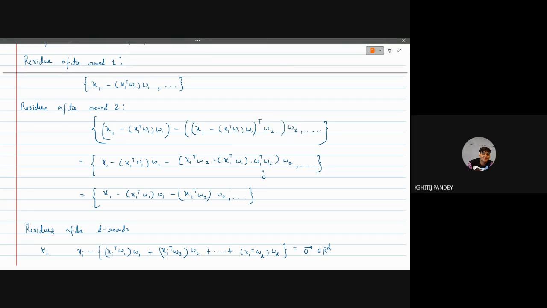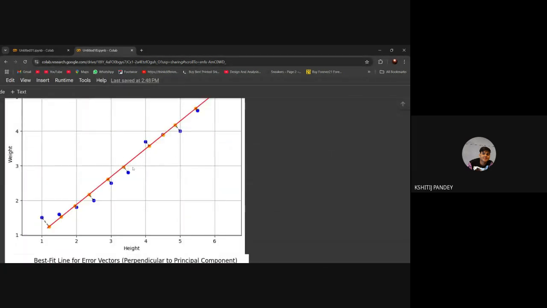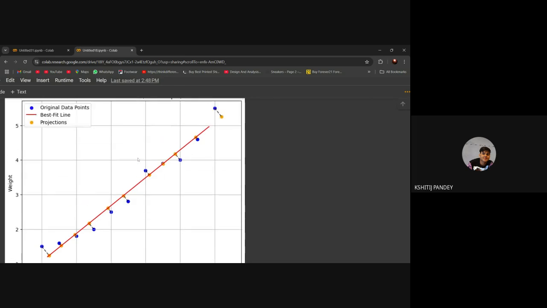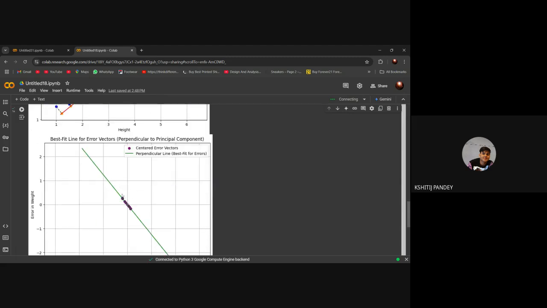And let me show you visually. Is my screen visible? Yes. So these are the data points. The blue points are the data points. The red is the best fit line. So what you will do now is parallelly shift all the error vectors to the origin. So all of them will line up like this, on a straight line, and then you will find the best fit line for that.